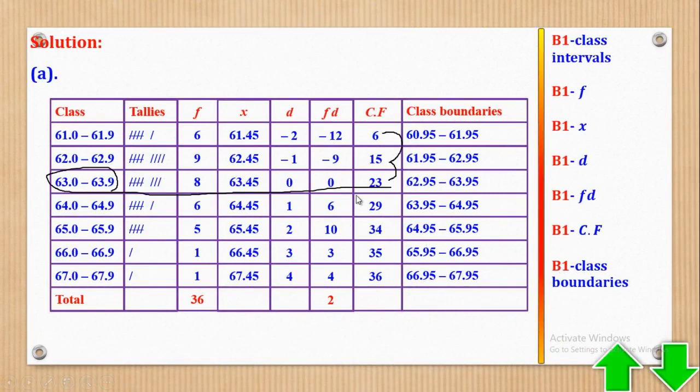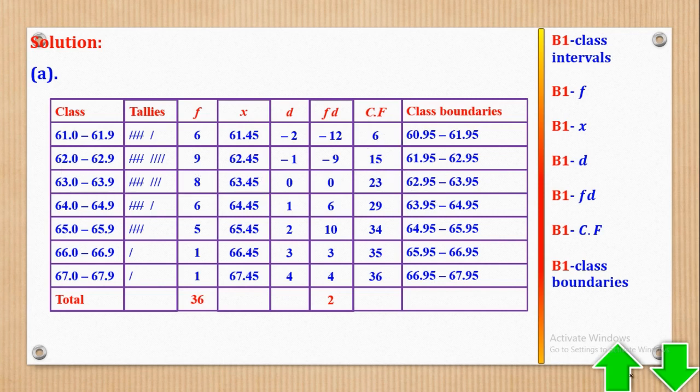So n over 2 is already 18, and this is the median class. Therefore, the cumulative frequency before the median class is this, which is 15. Then the lower class boundary of the median class is this, which is 62.95. And the frequency of the median class is this, which is 8. Then class width will be got by subtracting these two class boundaries, this minus this, to give you the class width, which is 1.